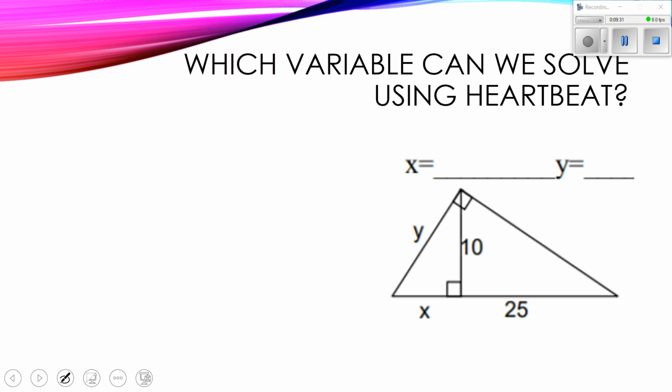And same thing right here. What variable can we solve using heartbeat? So first step is trace the hypotenuse. And this kind of gives it away because the variable's on the hypotenuse, but then we want to trace the altitude as well. And I can solve for x again.